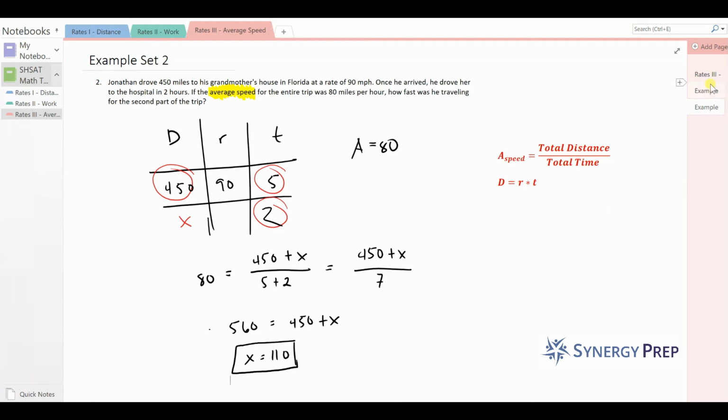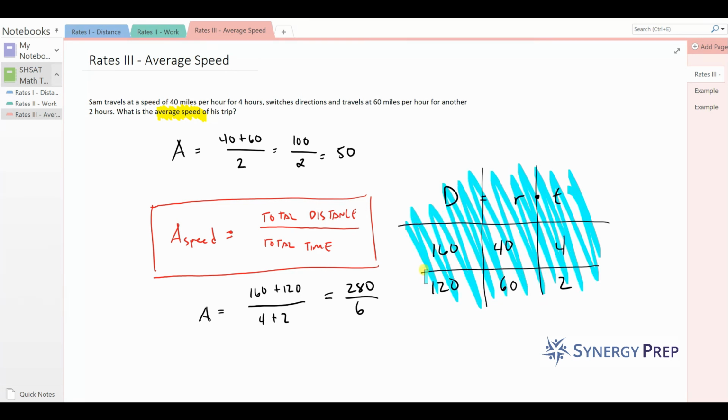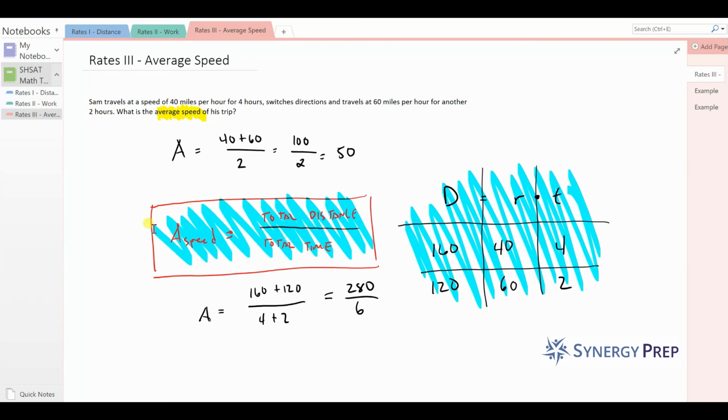That's average speed. So again, the equation is right here. Average speed is equal to total distance over total time. Essentially what you do is, when you look at the question, you identify if it's average speed or not. Once you do, just create the dirt table right here, plug in the information for average speed, just total distance over total time, and solve.